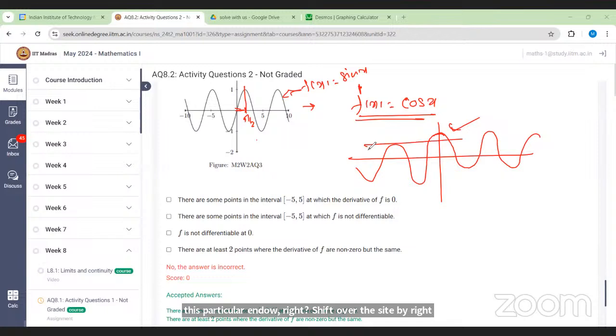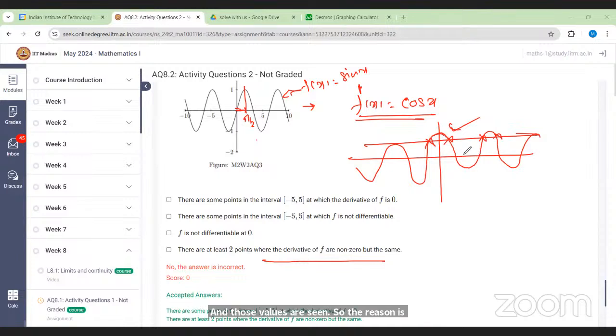And we know that the cos function has the same value at so many points. So these are all points where the function value is the same. That's why the derivative of f is non-zero but the same at those points. The reason is the derivative of this function is nothing but again an oscillating function, which will have positive values at certain points and the same values at certain points.